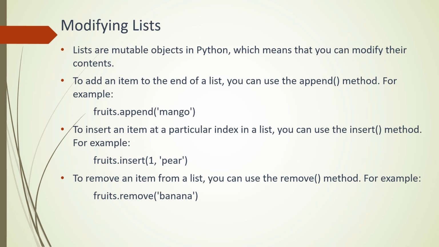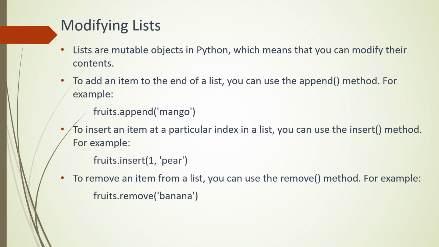For example, to add an item to the end of the list, we say fruits equal to, and then you assign the list of the fruits, the 3 fruits, apple, banana, and orange. Now to append another fruit at the end, in this case mango, we say fruits dot append, and then inside the bracket you specify the word mango, which is a string data type.